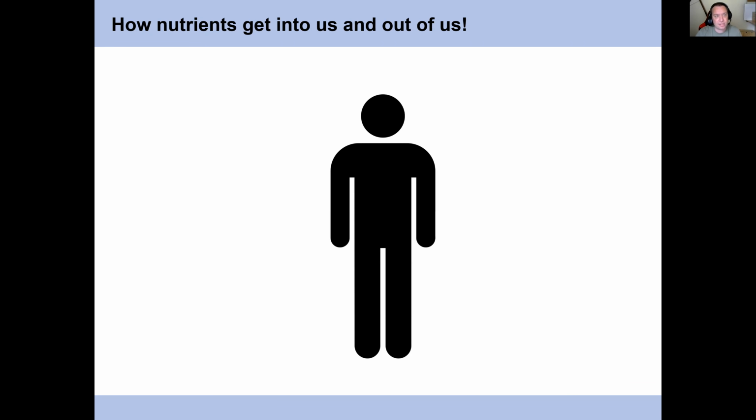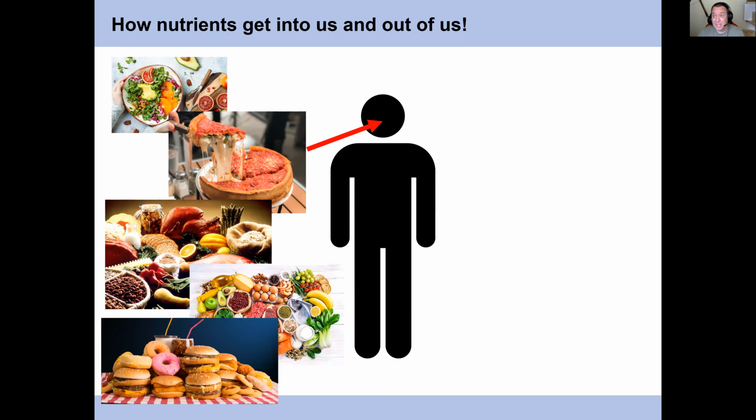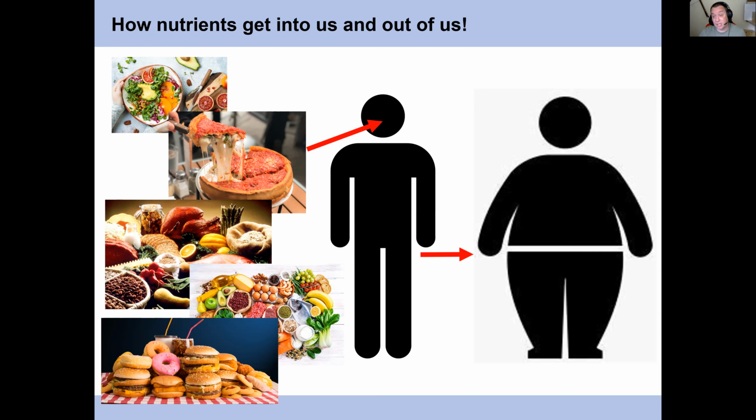And I think the first point is going to be pretty obvious. How do nutrients get into us? Well, they get into us through our mouths. We eat food, and that food can be healthy or it can be quite a bit less healthy. But the key point is if we eat more nutrients than we expend the energy that we've consumed, we will gain weight and we will become fatter and ultimately potentially end up obese.